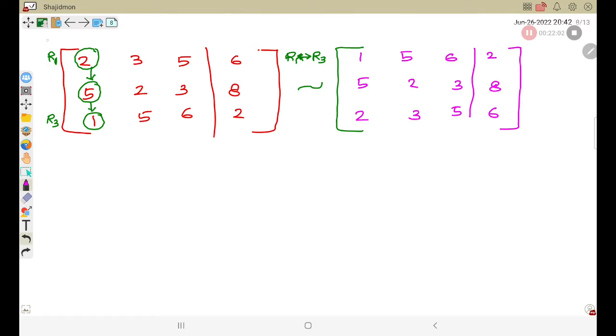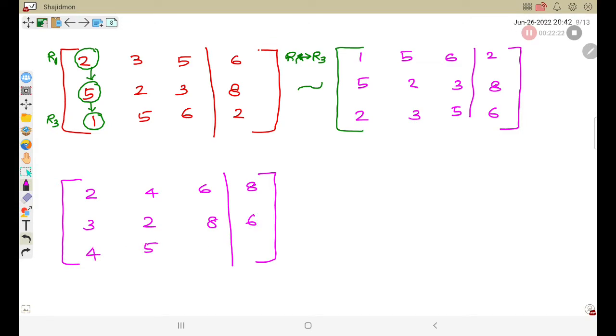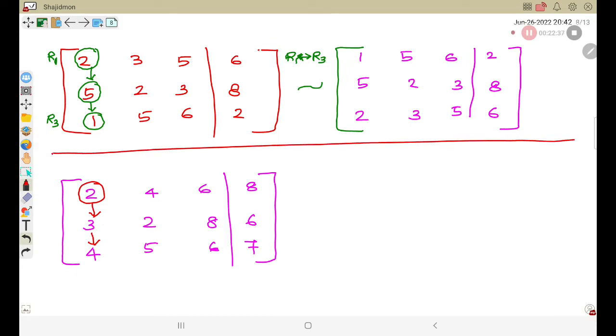Now, for example, if there is no 1 downside. For example, here see 2 4 6 and 8, and next 3 2 8 6, 4 5 6 7, like this. If you are getting a matrix like this, the first number is not 1, so we are checking the numbers below. See, here not 1, here also not 1, so we cannot interchange in this case, correct?